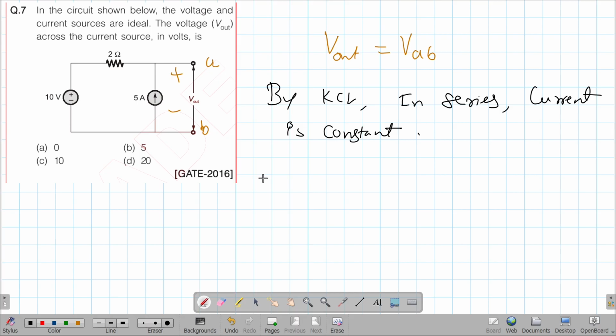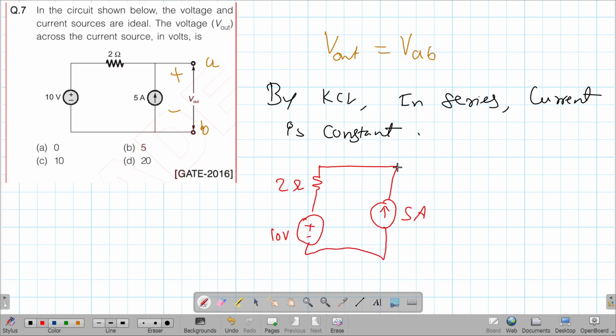now let's redraw the circuit. Two ohm resistance, voltage source of 10 volt and current source 5 ampere. Okay, and this terminal A and this terminal is B.